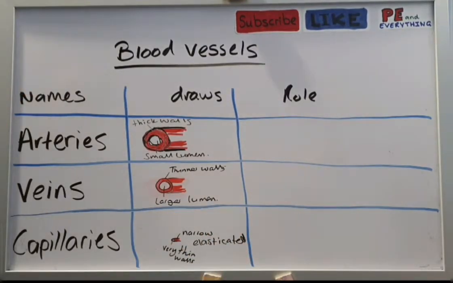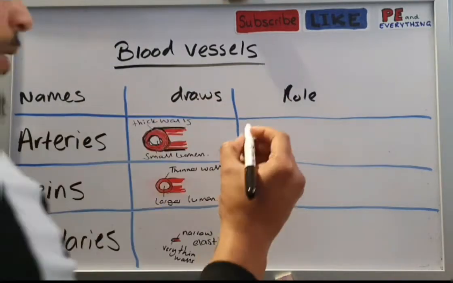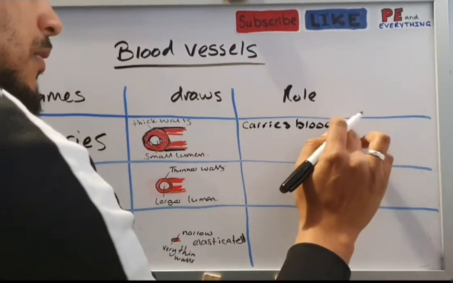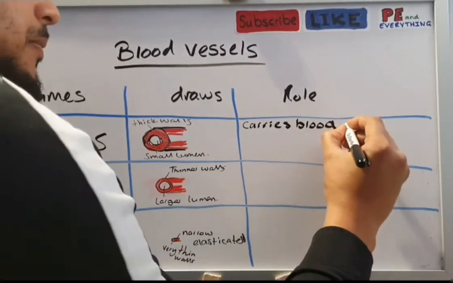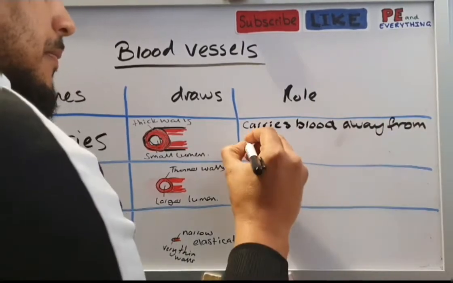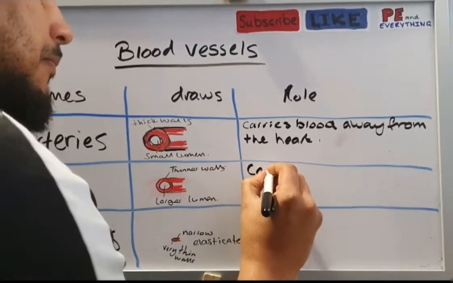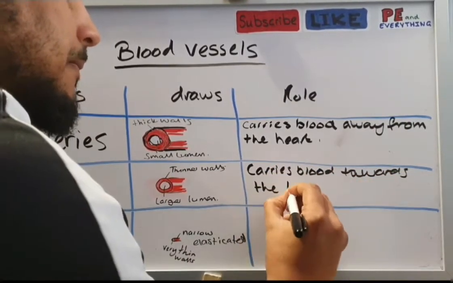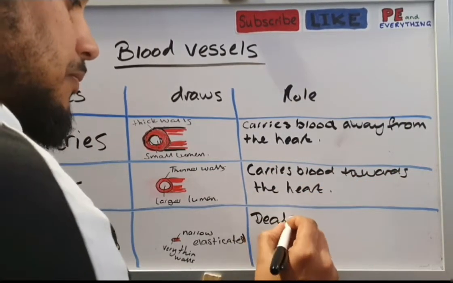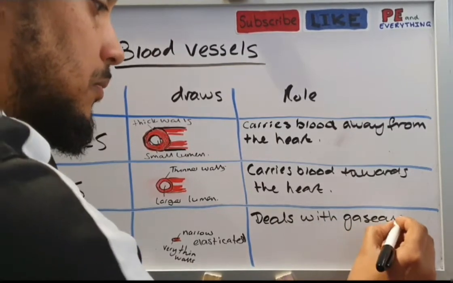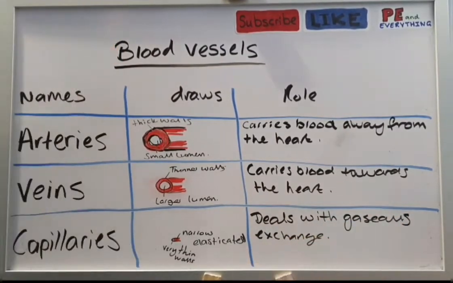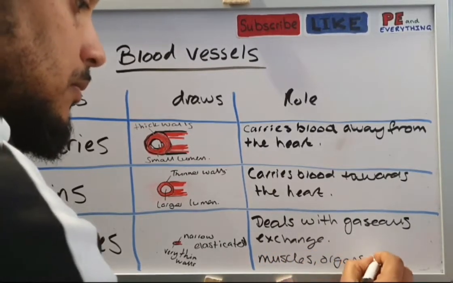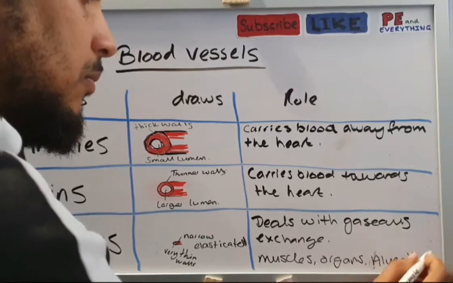Now we're going to briefly talk about the roles of each one, just very briefly. We've got to remember that arteries carry blood away from the heart. So if you see a blood vessel carrying blood away, that's an artery. If you see a blood vessel carrying blood to the heart, that is the veins. And the capillaries deal with the gaseous exchange of muscles, organs, and the alveoli.